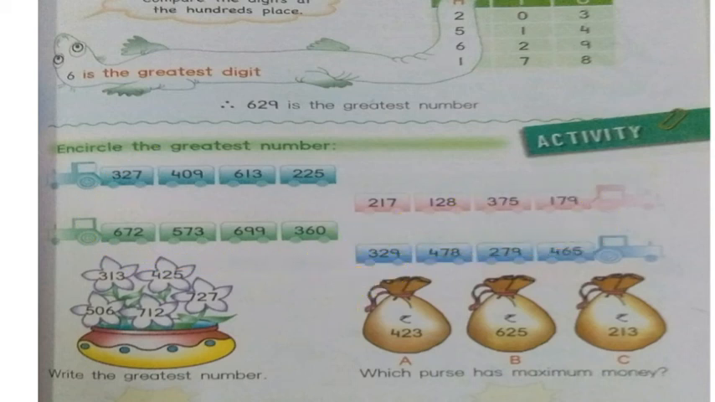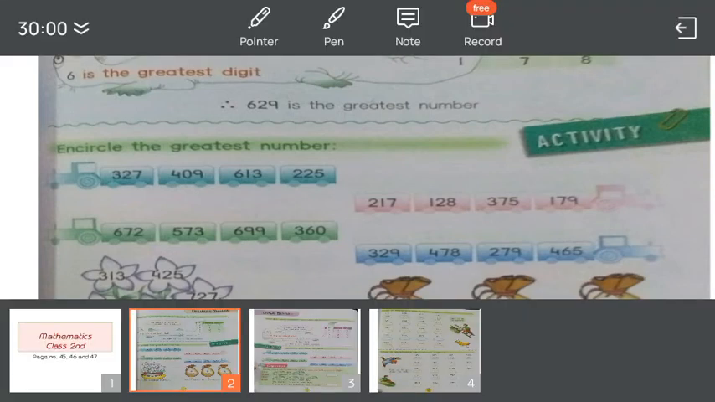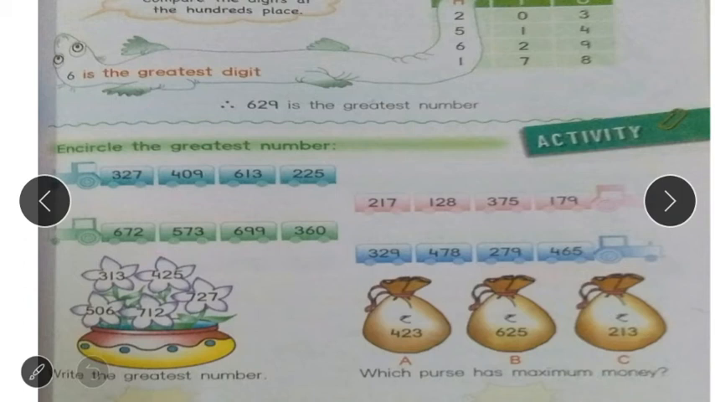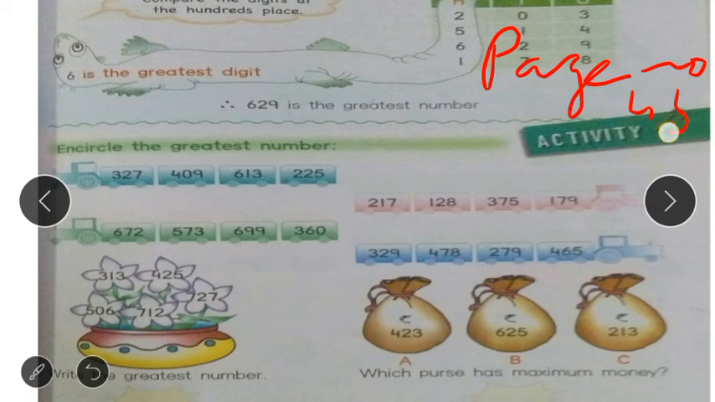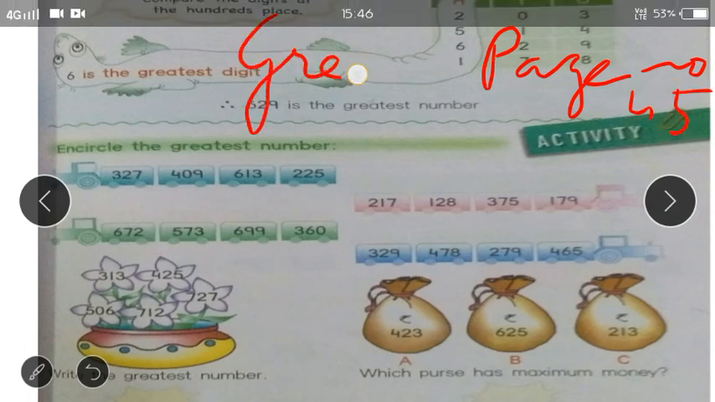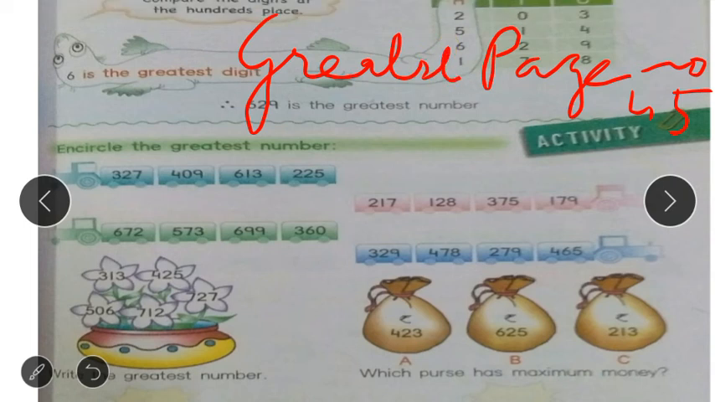Write the page number and date. Page number 45. Write in your copy in this way. At the corner you have to write the page number, that is 45. The heading is greatest number, that you have to write in the copy, and put the date. Okay, so here, encircle the greatest number.